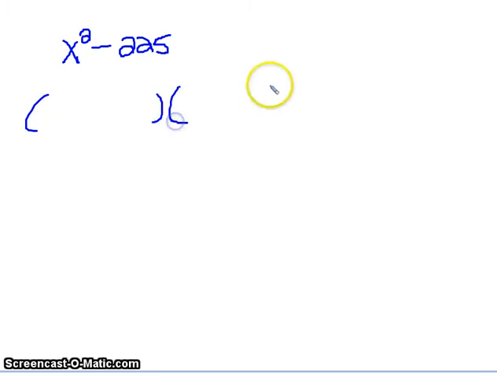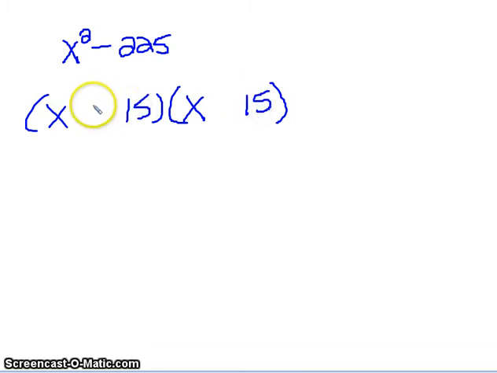Alright, let's look at a couple more examples real fast. If I give you x squared minus 225, how do we factor that? X and x, what's the square root of 225? So 15 and 15, and then 1 is a plus, 1 is a minus. That's all you have to do.